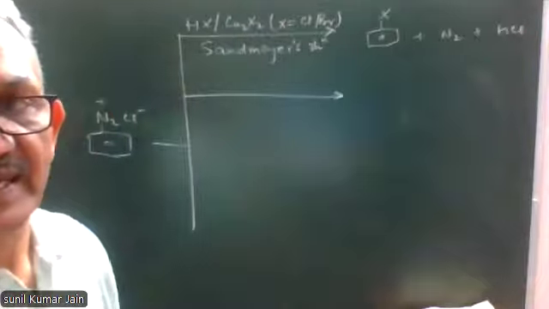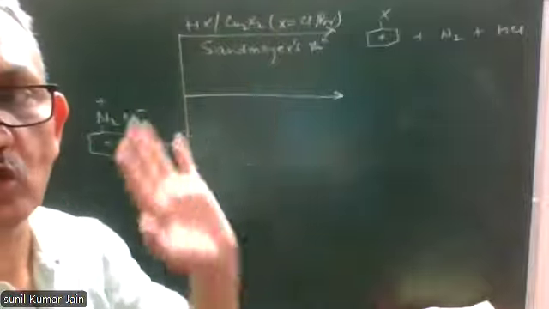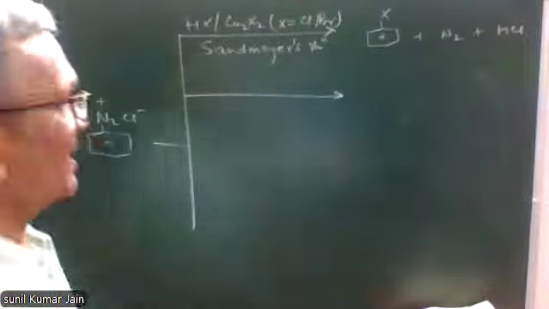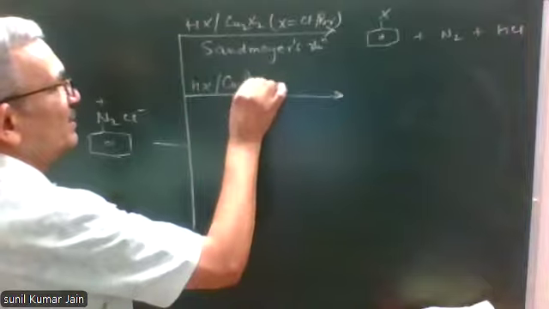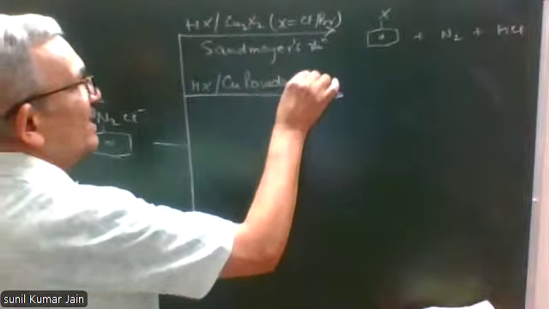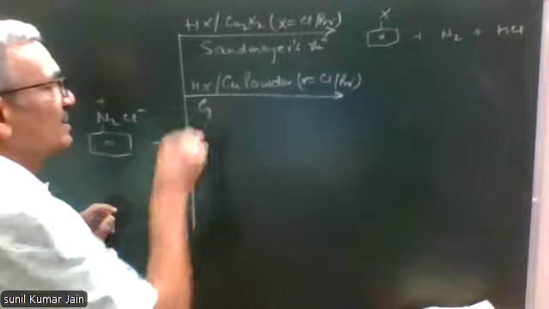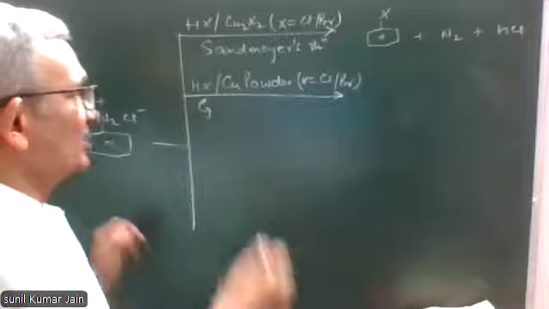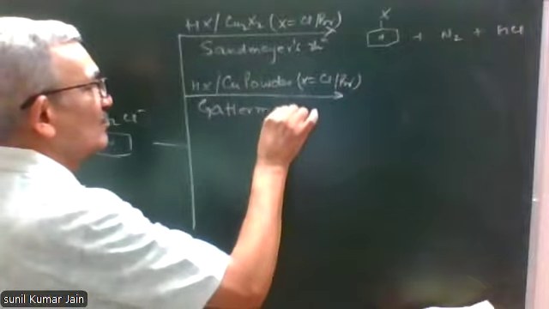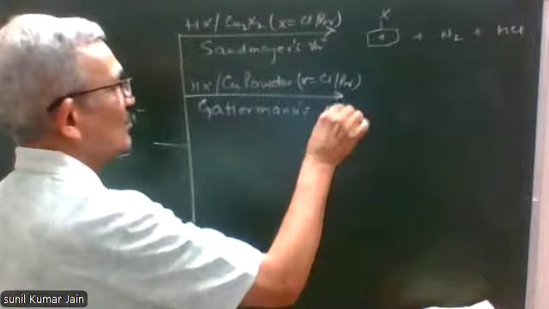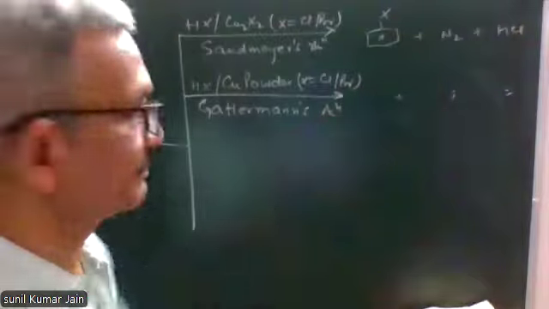The second method is a slight change. In place of cuprous halide, we use copper powder. Rest everything is the same. So this is HX in the presence of copper powder. Halogen is again chlorine or bromine. This is called Gattermann's reaction. No change in products. Products will be the same.